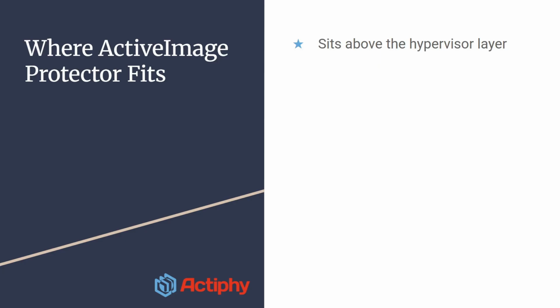It allows the virtualization platform to evolve independently of the backup strategy. You can change hypervisors, you can migrate workloads, you can modernize infrastructure, and the recovery model remains stable. By sitting above the hypervisor layer, ActiveImage Protector provides platform independence without interfering with the virtualization operations. And that's what enables consistent protection across mixed environments.